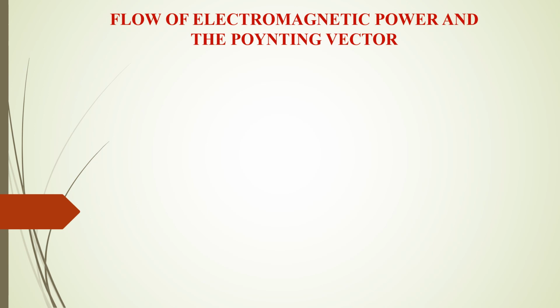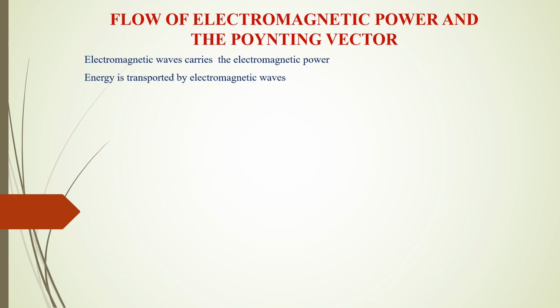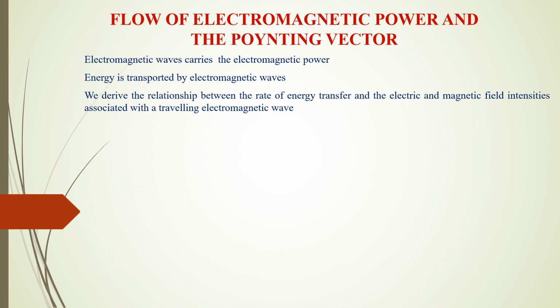Then the flow of electromagnetic power and the Poynting vector. Here we are considering the electromagnetic wave that carries electromagnetic power, and the energy is transported by means of the electromagnetic wave. Then we derive the relationship between the rate of energy transfer and the electric and magnetic intensities associated with the traveling electromagnetic wave.